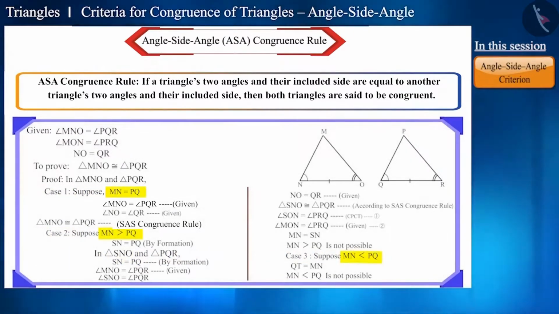Looking at the three possibilities, we can conclude that here, side MN is equal to side PQ. Therefore, according to the SAS congruence criterion, triangle MNO and triangle PQR will be congruent to each other. Thus, by using the side angle side criterion, we proved the angle side angle criterion, that is the ASA congruence rule.